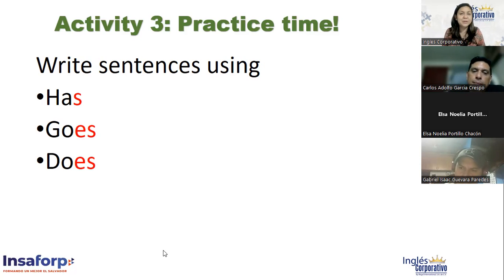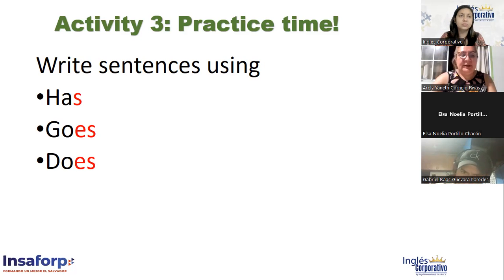When it's about food, it's make. The verb make. You make food. Let me see if I can find something here that can help you. What I don't understand is why some of you put another verb with that. Why do you put two verbs with does? I would like to know why.